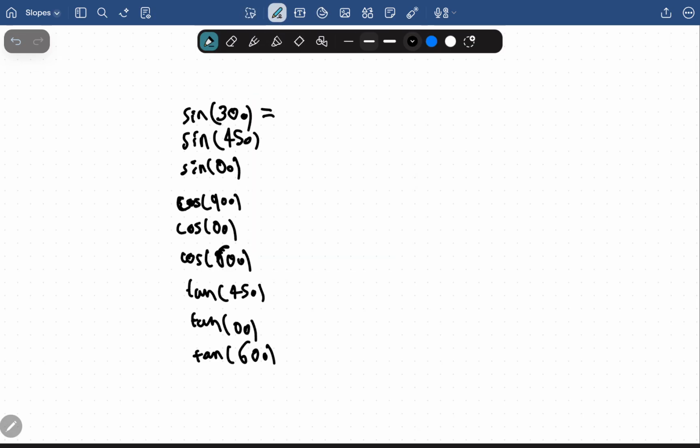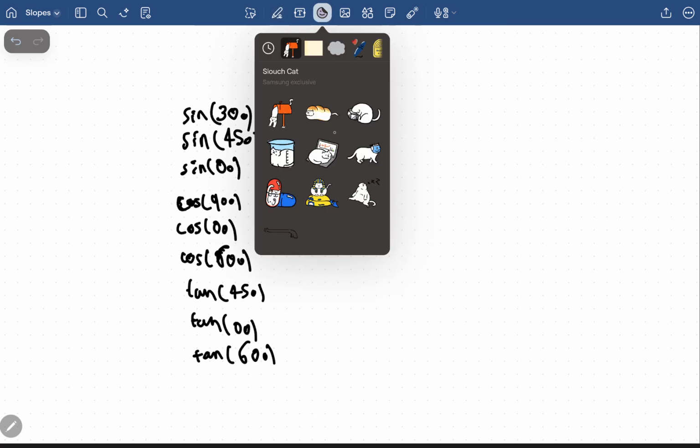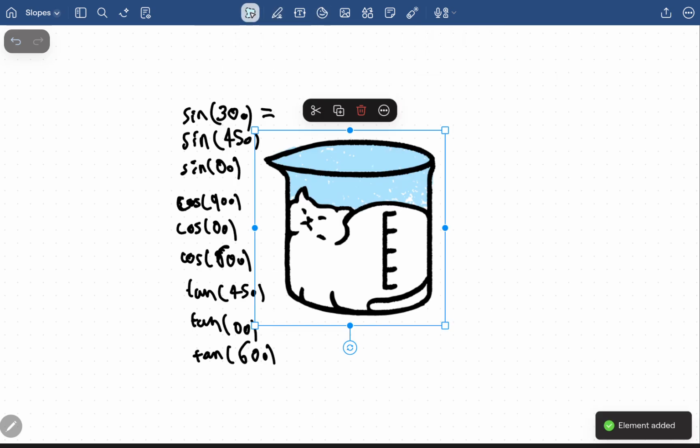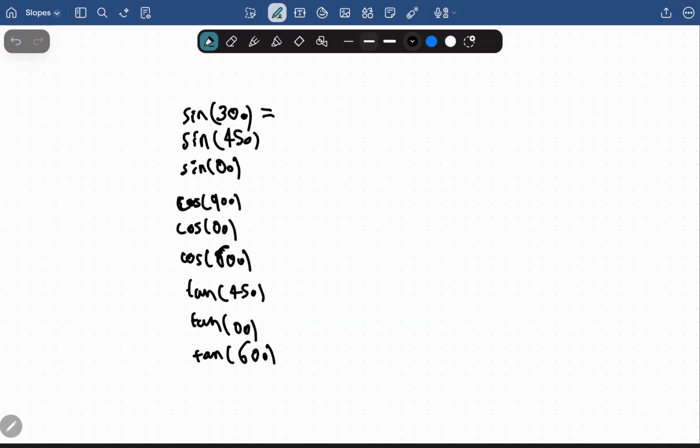If you already think you know it, oh, what even is this? I like this. Nah, I'm going to delete that. Yeah, I'm getting distracted too much.